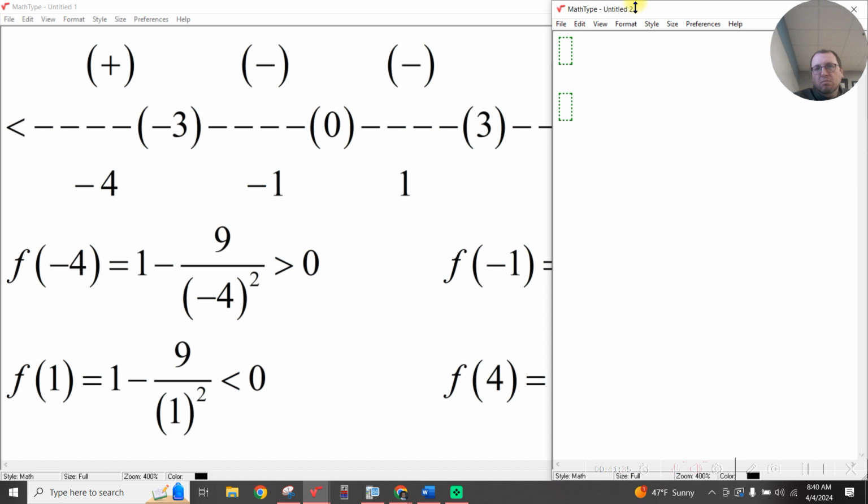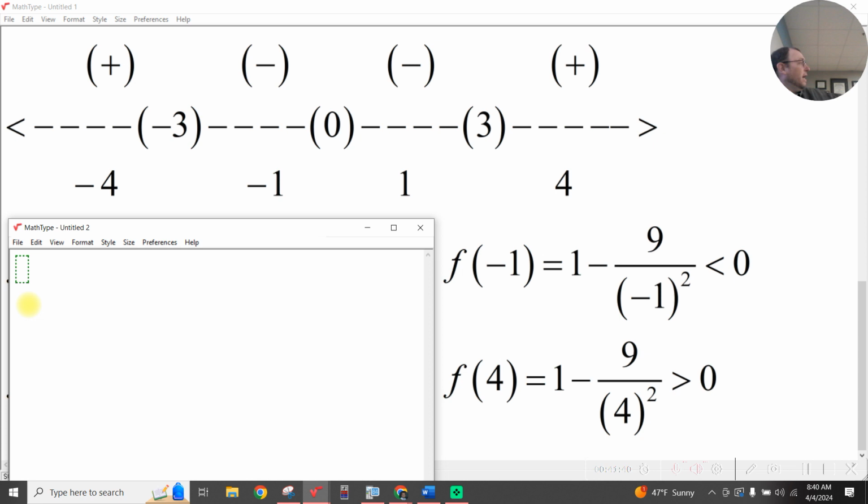All right, I'm going to pull it up here in a second, and I'm going to start with looking at what the actual answers are, and then we're going to look at this because I wanted to show you that. Increasing, that's the easier part here. Where's this thing increasing? Negative infinity to negative 3.